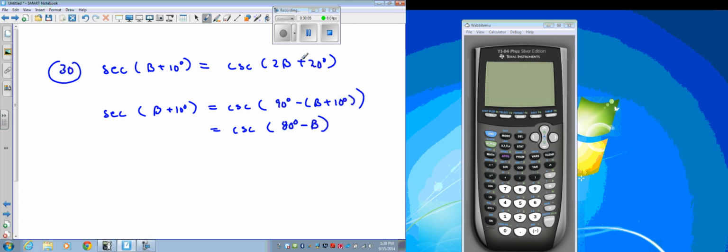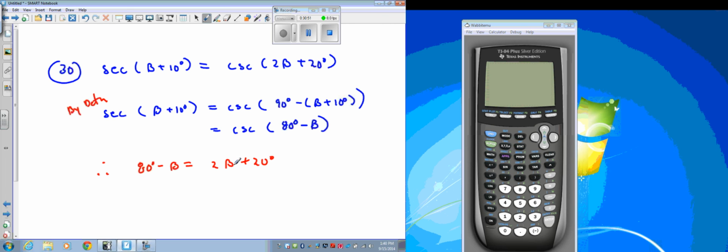Right? See, it's stating that this is true. This is by definition. This is true. Therefore, this has to equal that. So this is by definition. This is what the problem states is true. So therefore, I can conclude that 80 degrees minus beta must equal 2 beta plus 20 degrees.